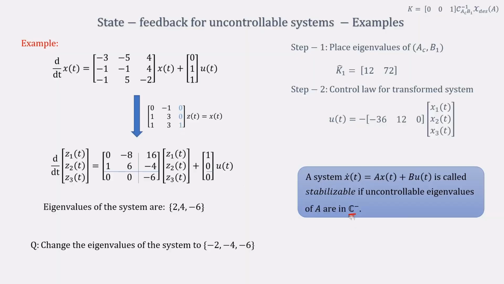Okay, the only ones which I have to think about are the controllable ones. If the controllable ones are not in the left half, I will just change them to be on the left half using a state feedback controller. So that is why a system is said to be stabilizable. I can stabilize a system if the uncontrollable eigenvalues are in C minus.